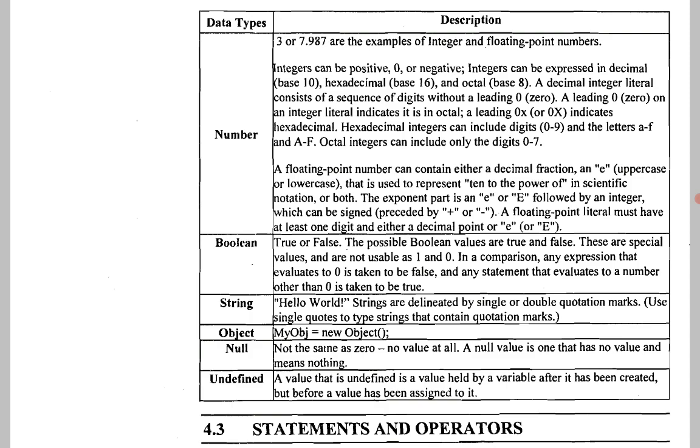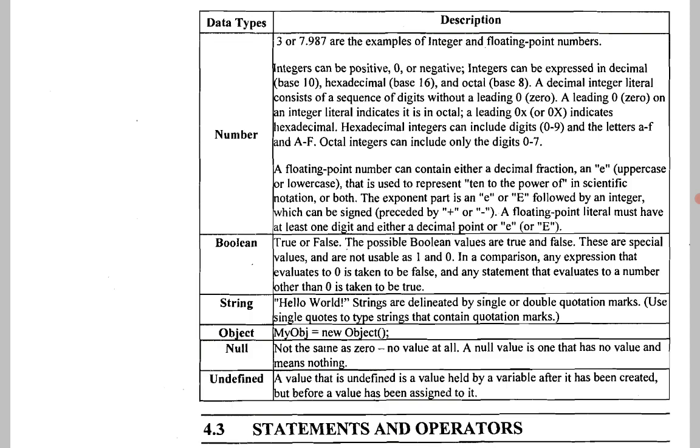So what is a Boolean data type? Boolean data types are generally used to store either true or false, or yes or no type of data. So the possible Boolean values are true or false. These are special values and are not usable as 1 and 0.